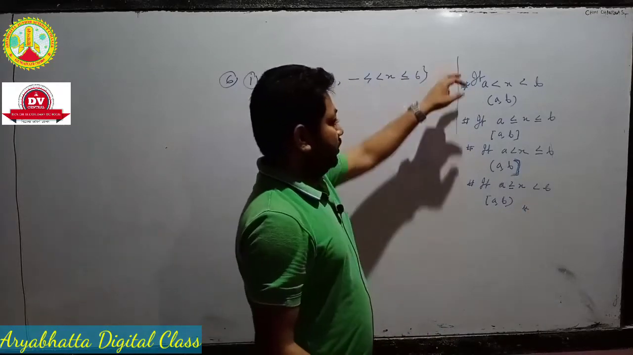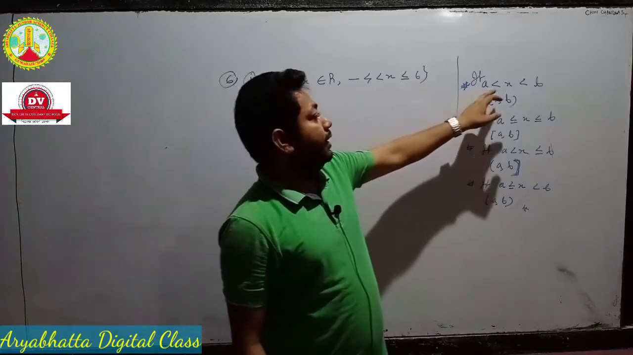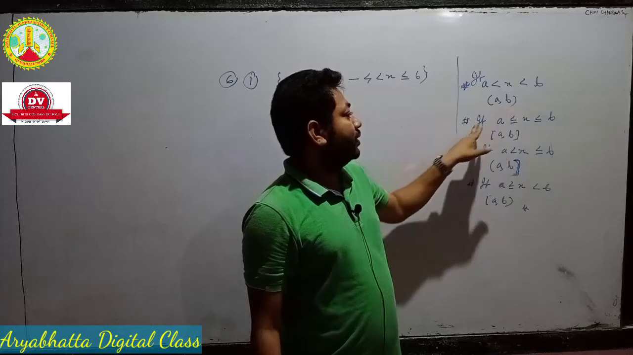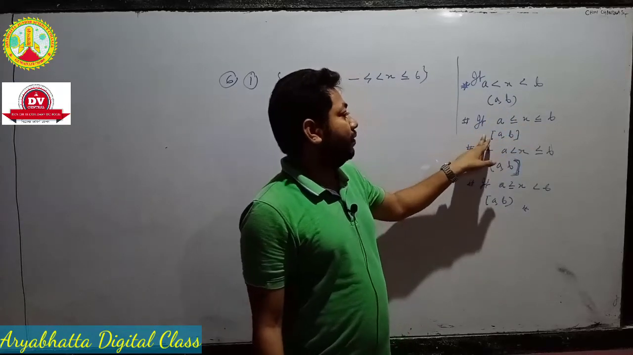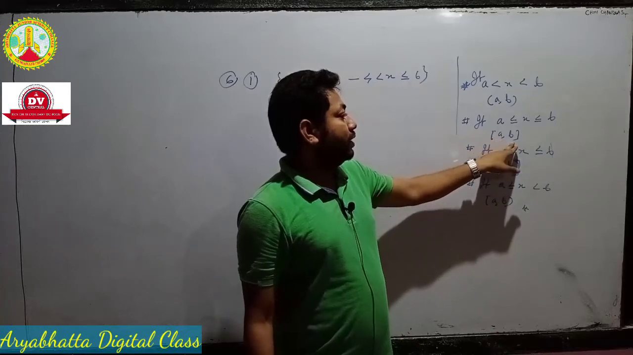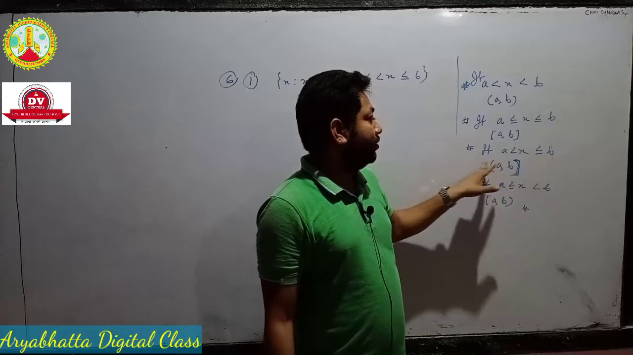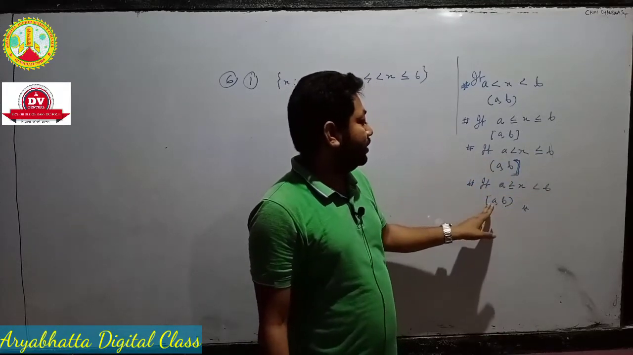Remember these 4 points. If A less than x less than B, then we can write open interval A, comma B. If A less than or equal to x less than or equal to B, then we can write closed interval A, comma B. Next, if A less than x less than or equal to B, then we can write this, and if A less than or equal to x less than B, then we can write this.